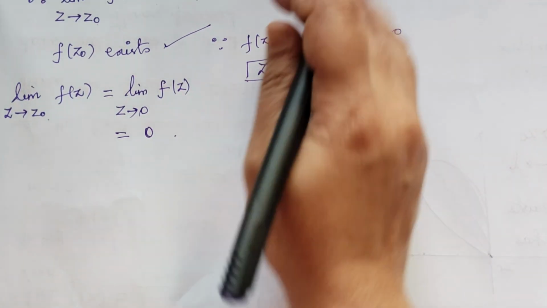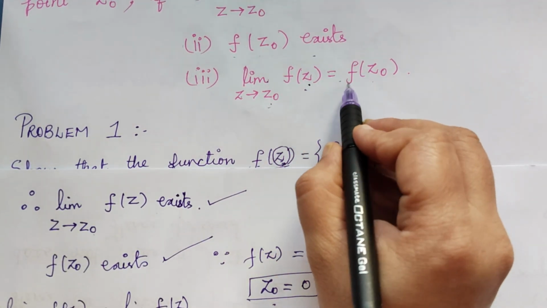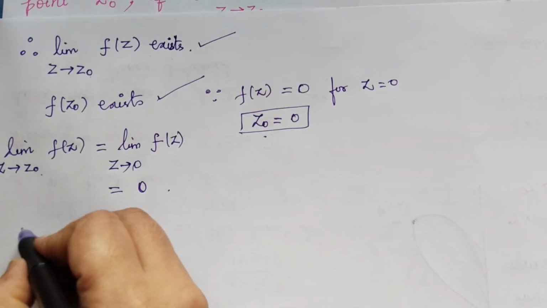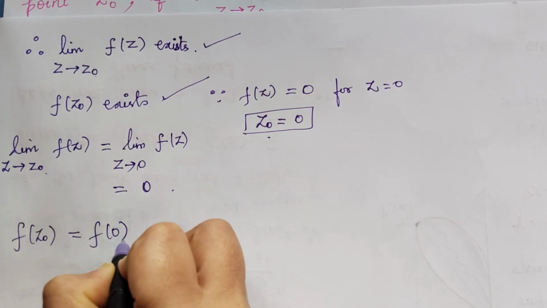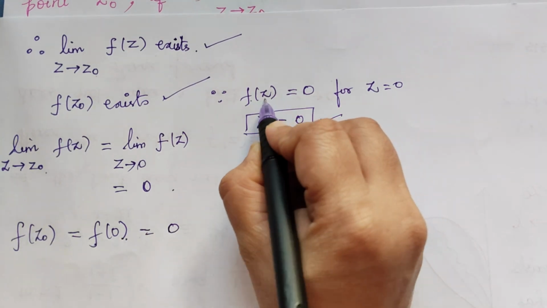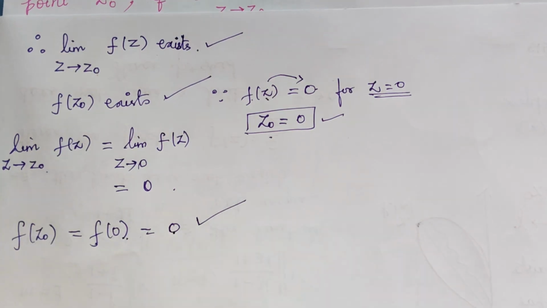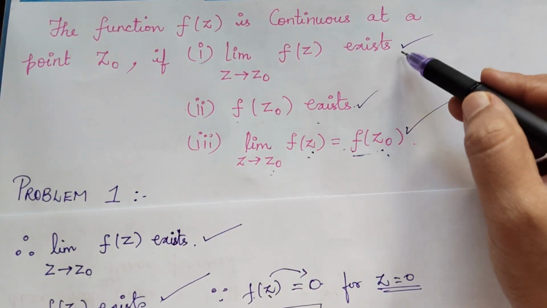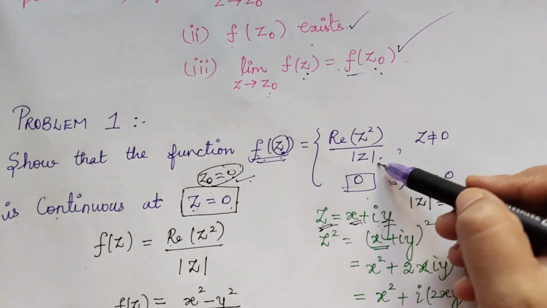Now by definition we have to prove that limit z tends to z naught of f of z is equal to f of z naught. So what is f of z naught actually? f of z naught is equal to f of 0 because z naught is 0. But what is f of 0? It is equal to 0 only, because when z is 0, this is equal to 0 only. So the third condition is also proved. So hence we have shown that all these three conditions are proved for the given function f of z equal to real part of z square by modulus of z.